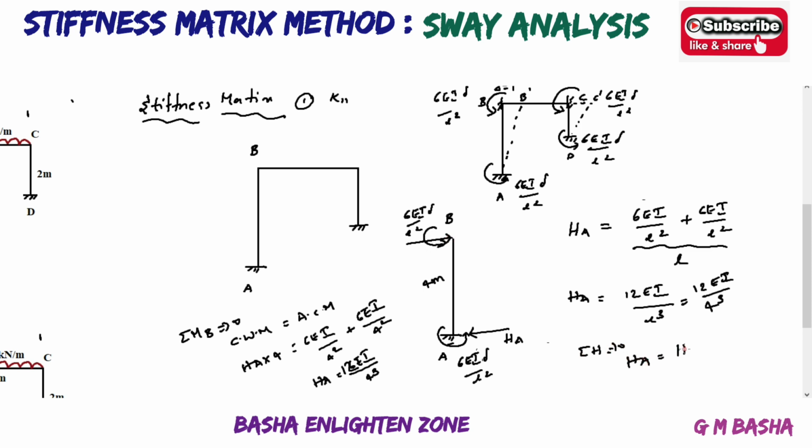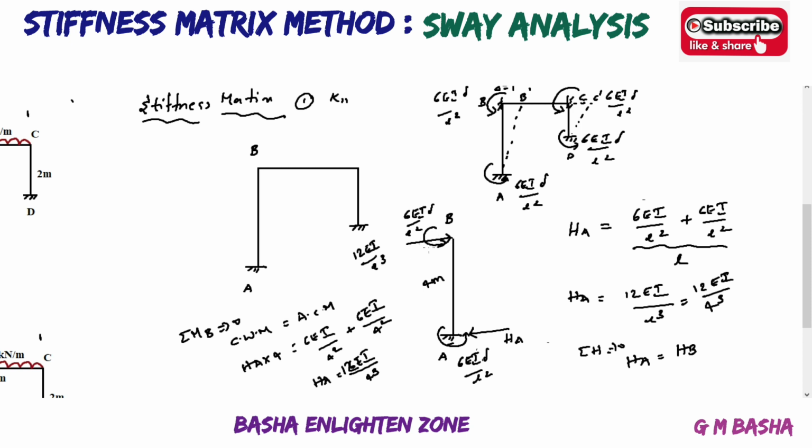HA will be equal to HB. Therefore, this one also will be equal to 12 EI by L cube. So of the horizontal forces, one will be acting towards right, another one will be acting towards left. Otherwise, you can apply here HA plus HB will be equal to 0, HA will be equal to minus HB. So automatically your direction will change because of that negative value. Therefore, your HA and HB will be equal to 12 EI by L cube.